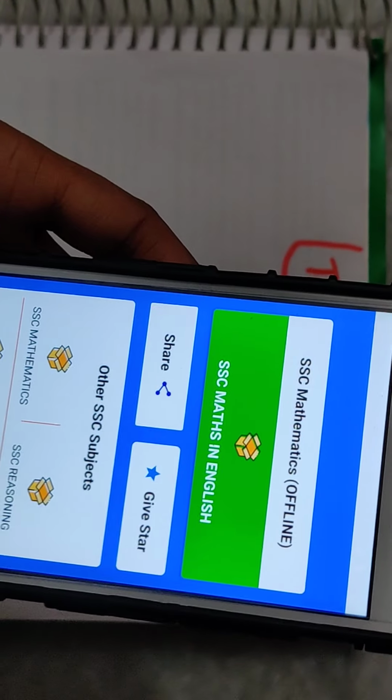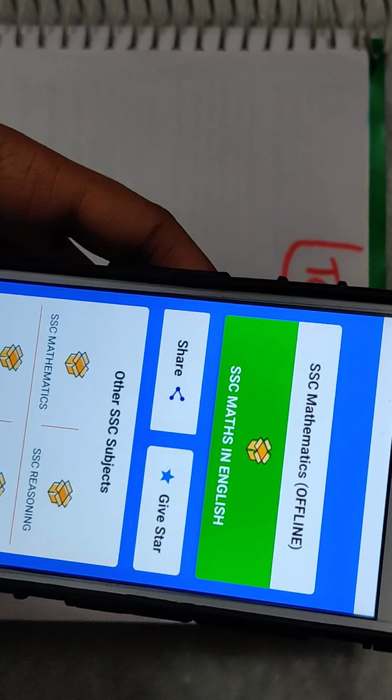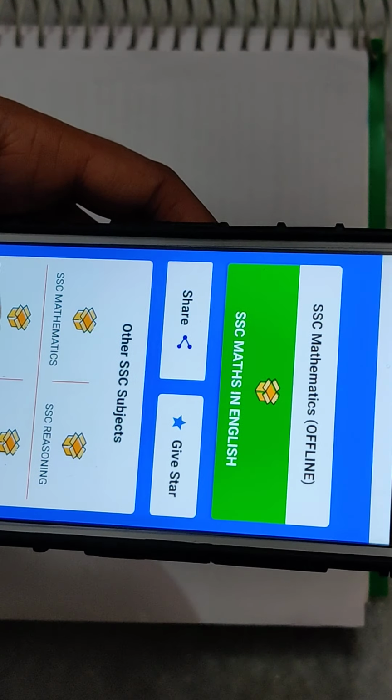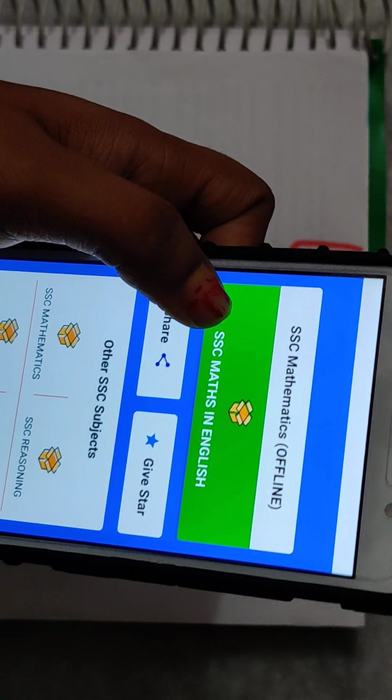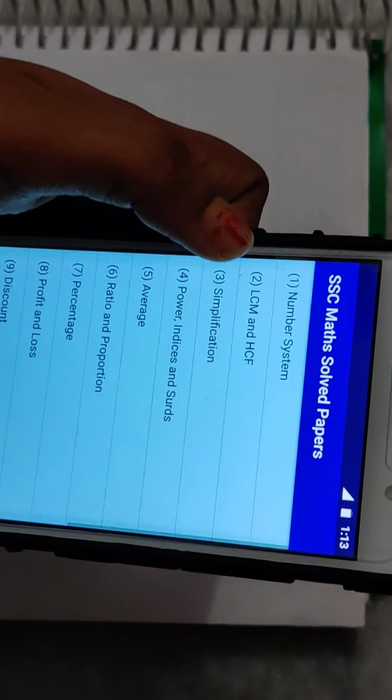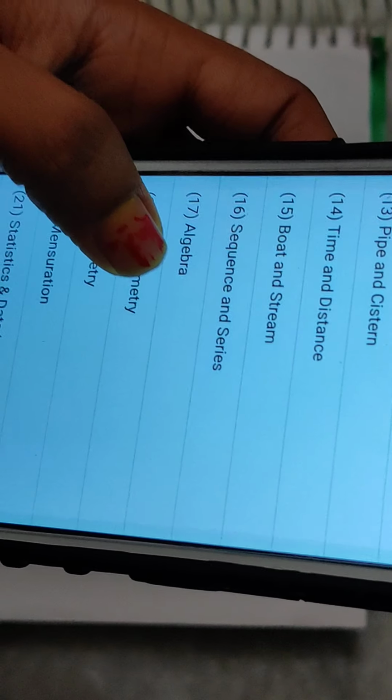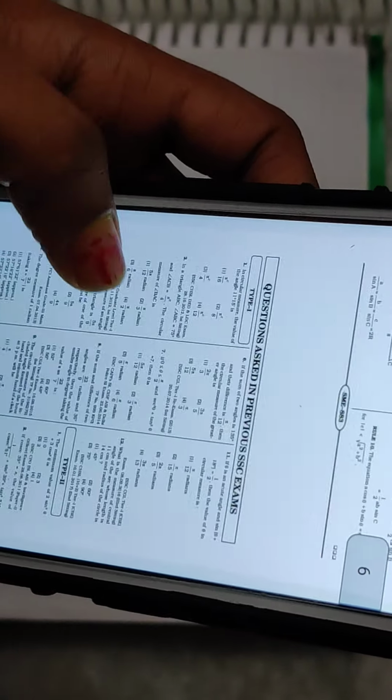Today we are going to discuss the trigonometry chapter. An app called SSC Currents Publication is available in the Play Store. You can download it for free. After opening the app, you will see SSC Maths in English. Click on that. After opening, you can see chapter wise. Today we are going to discuss trigonometry. So open trigonometry and go directly to types.